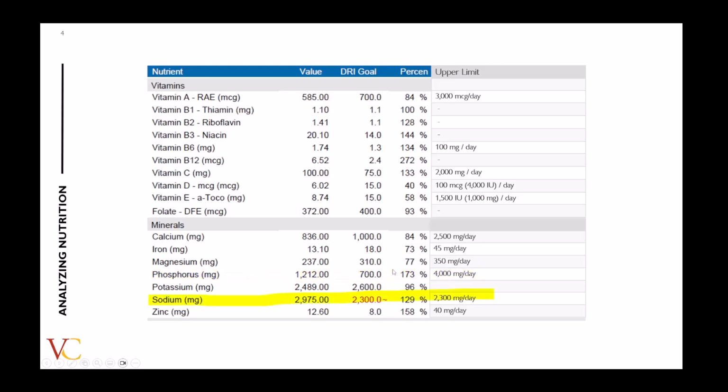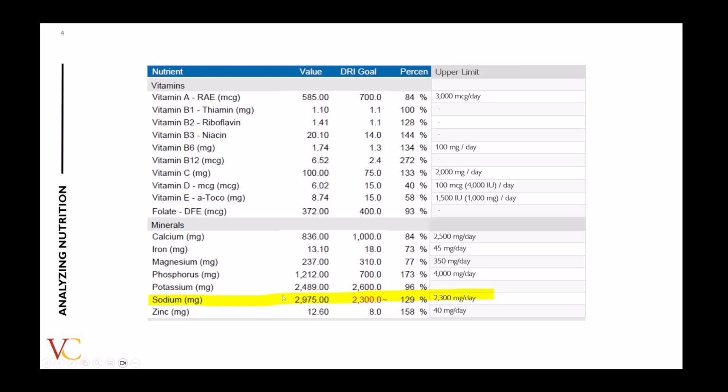Finally, we will take a look at our kind of oddball micronutrient, sodium. Remember I said that with the exception of sodium, you want to have 100% of the DRI? Well, with sodium, the DRI and the upper limit are the same. So when we analyze the intakes for sodium, we want to see the amount consumed less than both the DRI and the upper limit.